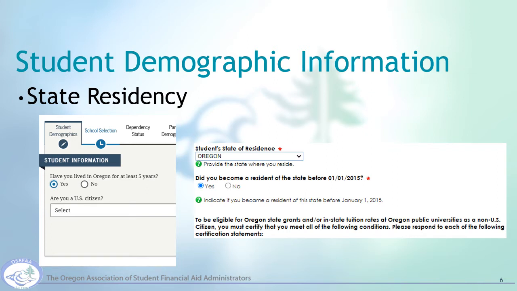The ORSAA in particular asks several residency questions. These questions are very important as they establish whether or not an undocumented student is eligible to pay the in-state tuition rate.